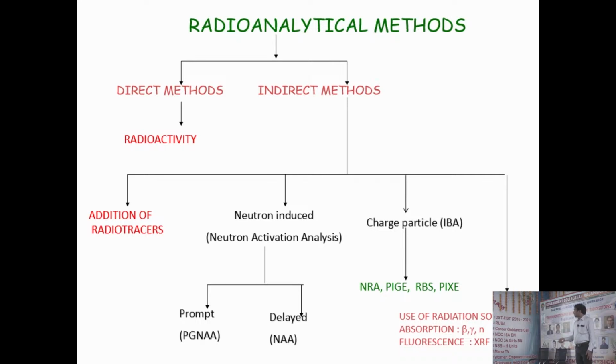You can also induce the activity by using charged particle activation. You have to go to accelerators, accelerate the charged particle, and then bombard. In the case of neutrons, I didn't mention acceleration, but in the case of charged particles it has to be accelerated. That is the difference, because with charged particles there is always a Coulomb barrier. Unless you cross the Coulomb barrier, the particle cannot interact with other nuclei. To cross the barrier, we always have to accelerate the charged particle and then bombard your sample or target.